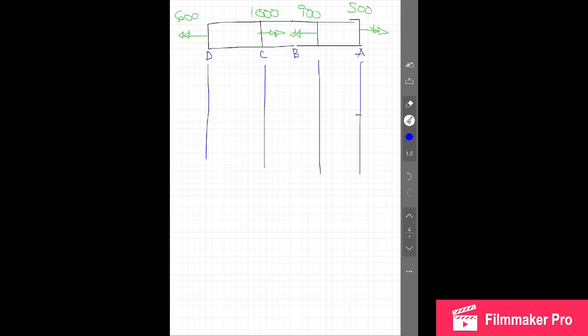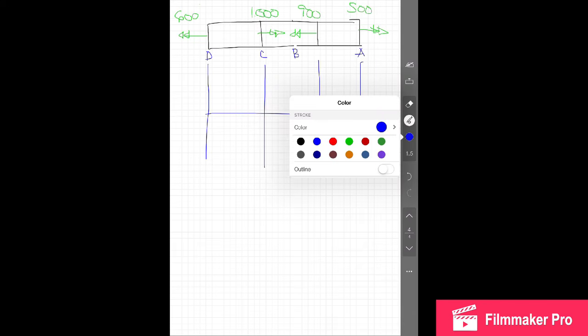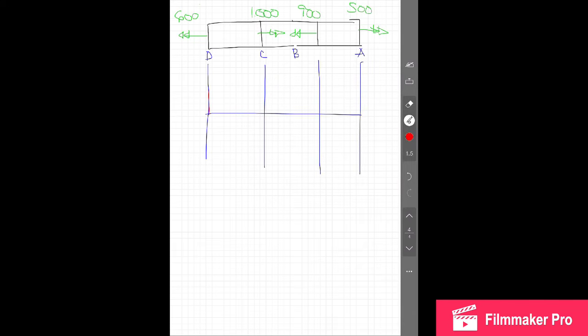Ayan. So, same rule lang din. Pag papunta sa kaliwa, tataas ka. And then, pag papunta sa kanan, bababa. So, let's start at point D. So, sabi dyan, meron kang 600 which is going to the left. So, ikaw, tataas ka ng 600.